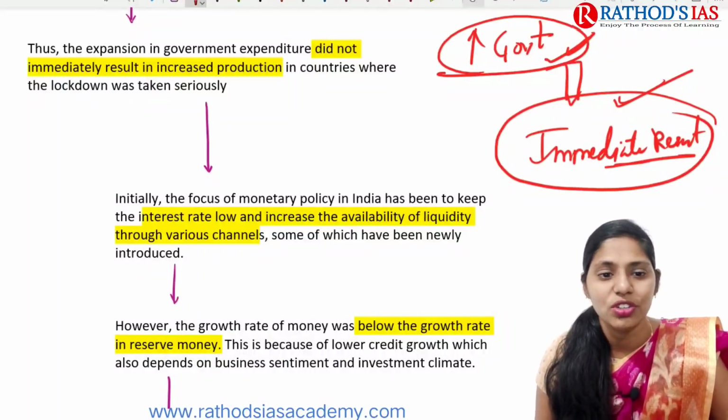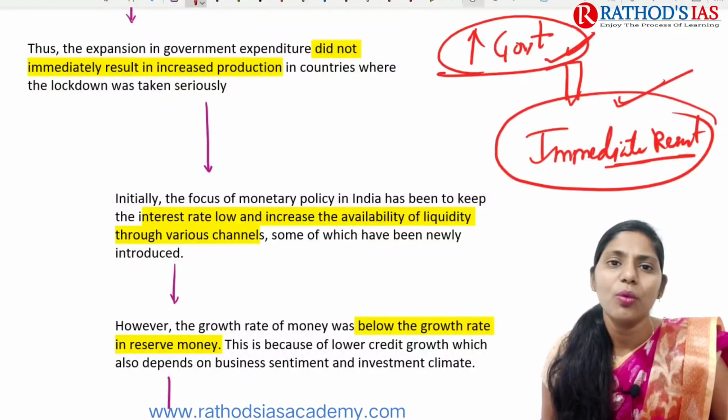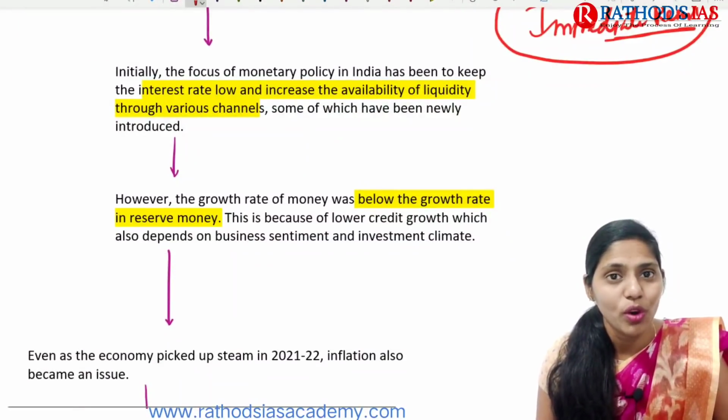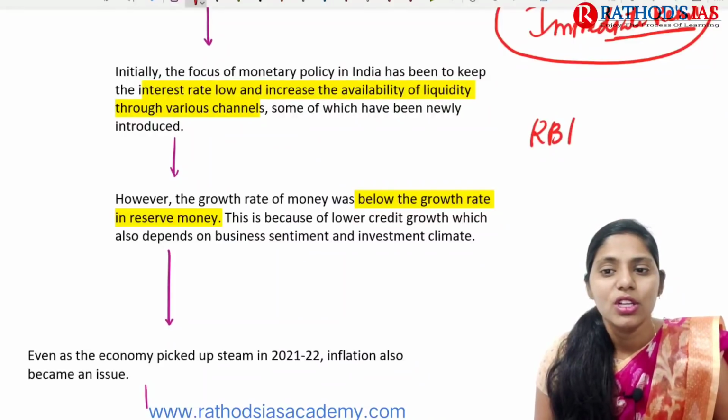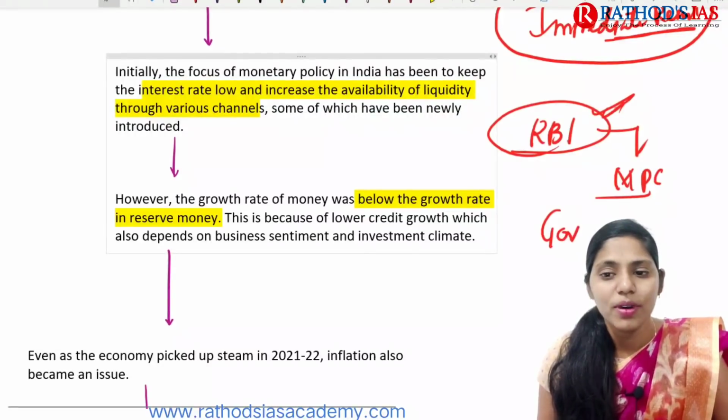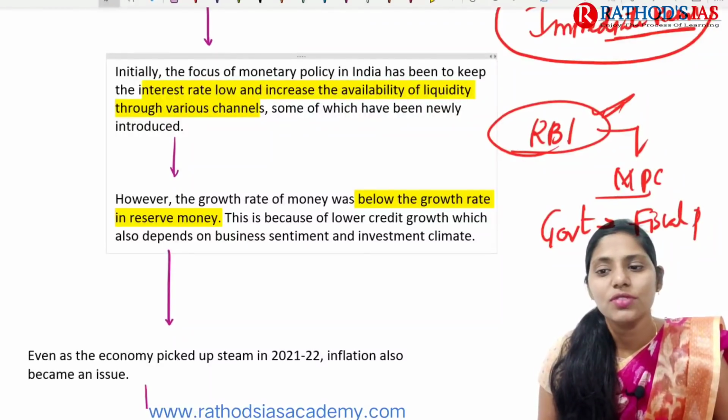And if you are talking about monetary policy in India, who will come up with this monetary policy? That is RBI. Whenever there is a situation of inflation, RBI comes up with this monetary policy. And from the government's side, the government will have the fiscal policy. This fiscal policy mainly talks about government expenditure.